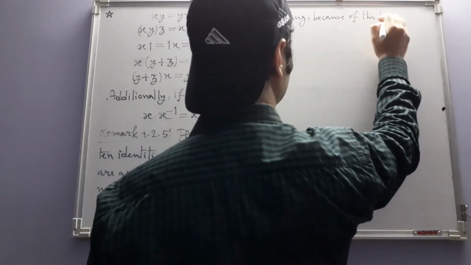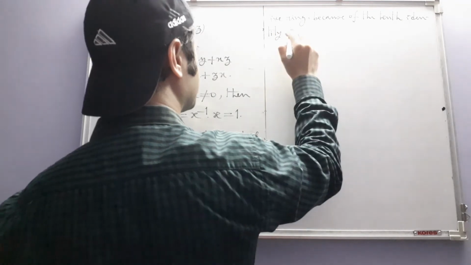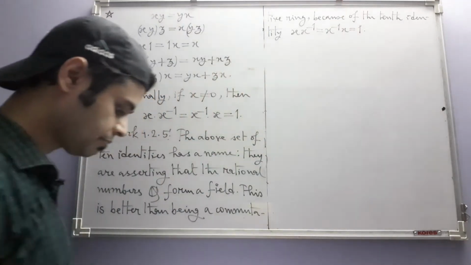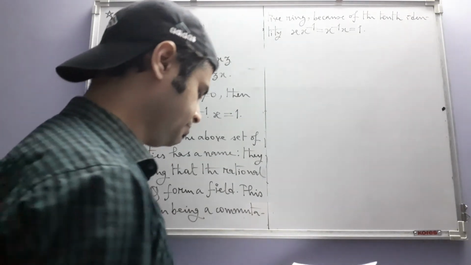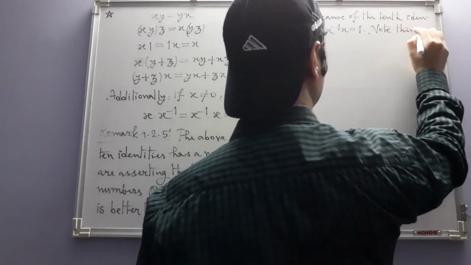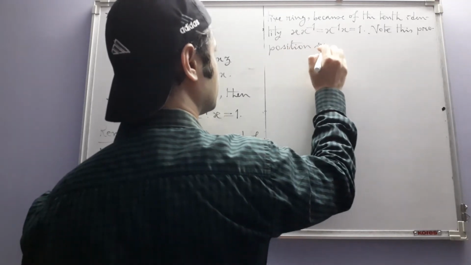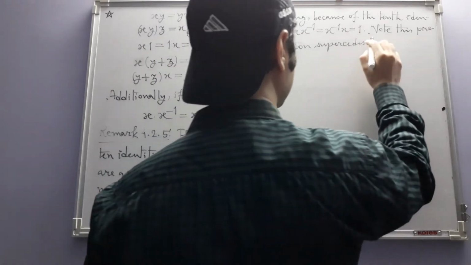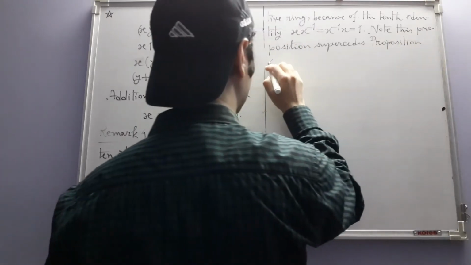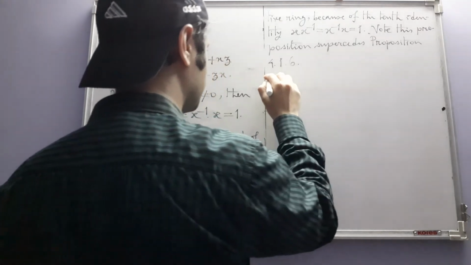Because of the tenth identity. Okay. Note that this proposition supersedes the previous similar proposition for integers. So that is 4.16. What was the number? 4.16. Okay, now we come to the proof.